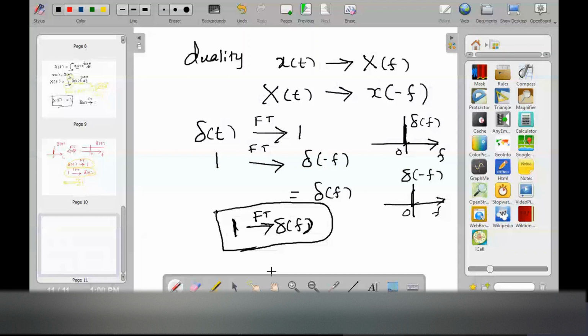Can I move to next? Yes. Okay. Next page.